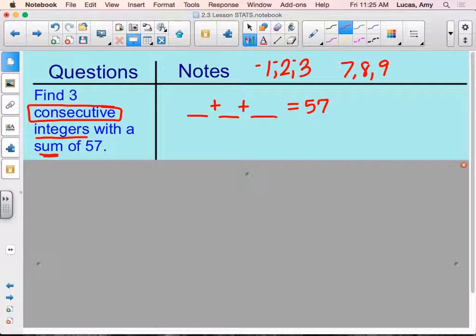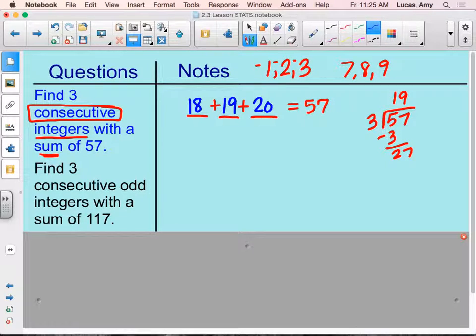In class, we'll ask for shortcuts, and some kids are able to come up with some good ideas for getting us started. Usually what we'll see is somebody will say, well, if there's 3 numbers, I think I can divide by 3. So if you divide by 3, you get 19. So students start thinking, well, one of the numbers is probably 19. And that is correct. 19 is actually the number that goes in the middle. And these are consecutive integers. So after the 19 would be 20, before it would be the 18. And if you add those together, you do get 57.